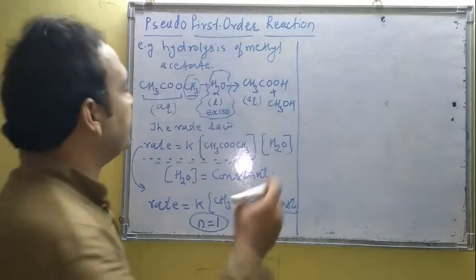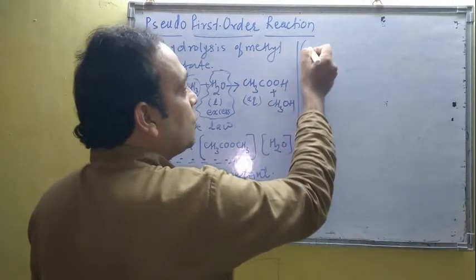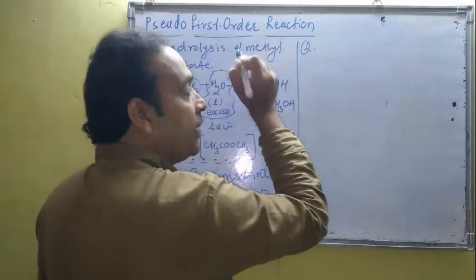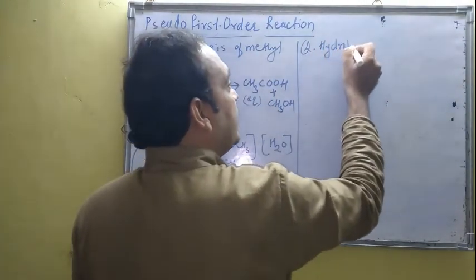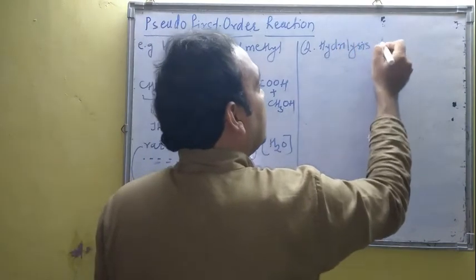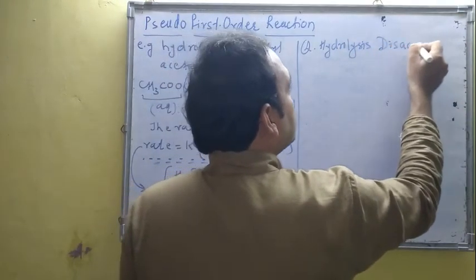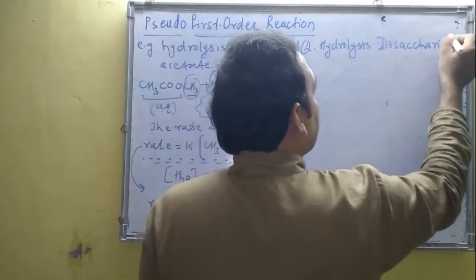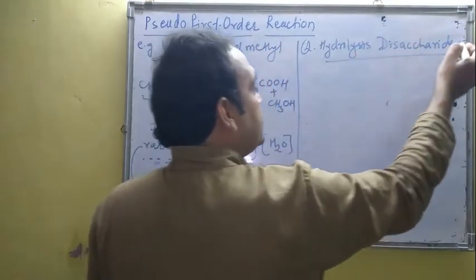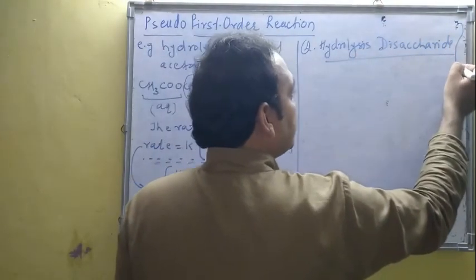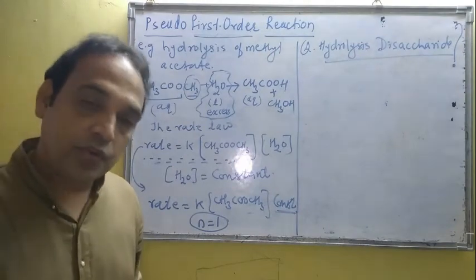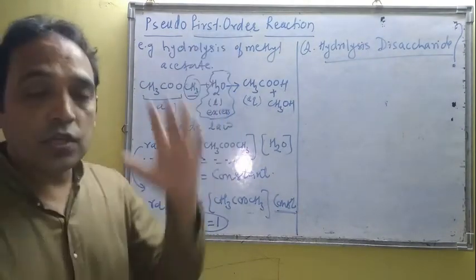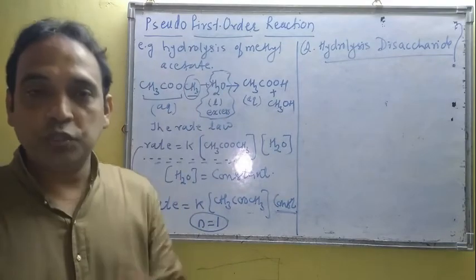Now student, the next homework question is given to you. Hydrolysis of sugar cane sugar, or disaccharide. Hydrolysis of disaccharide is a first order, a pseudo first order reaction. Now this is the question.